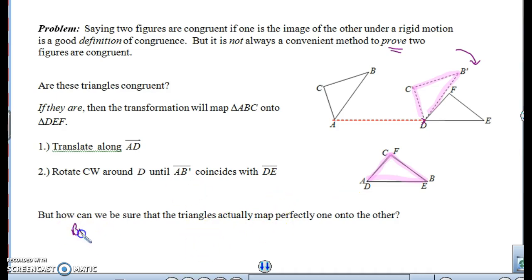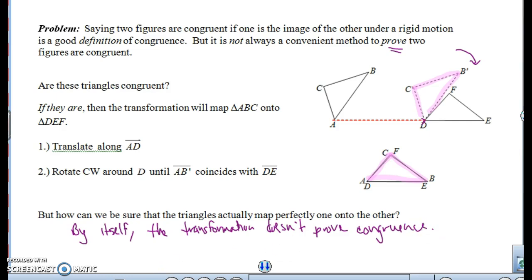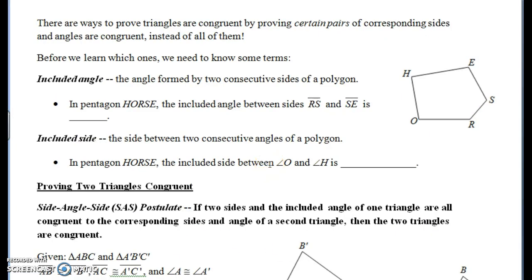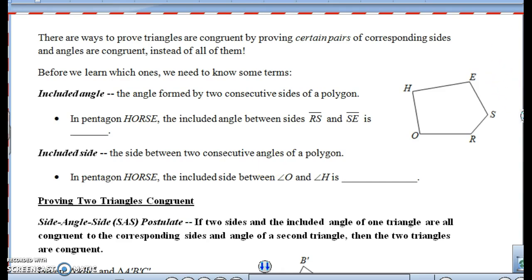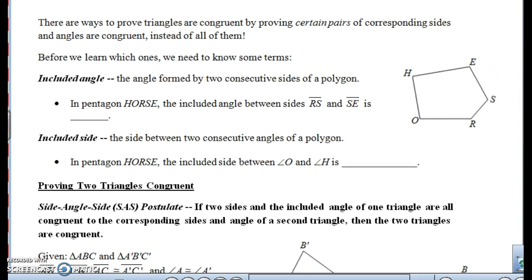So by itself, the transformation doesn't prove congruence. We have to do something else. So what we're going to look at is why certain ways will work and the other ones will not. The congruence will work if certain pairs of corresponding sides and angles are congruent, and we don't have to prove all of them, we just have to prove certain ones of them.